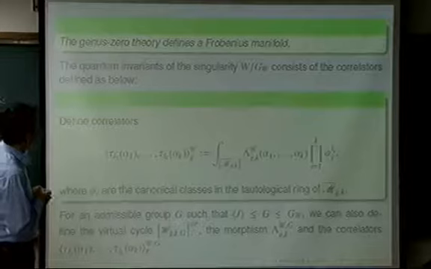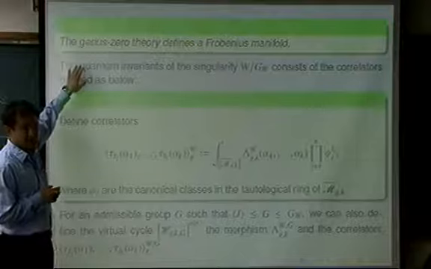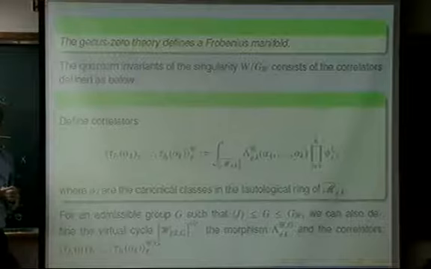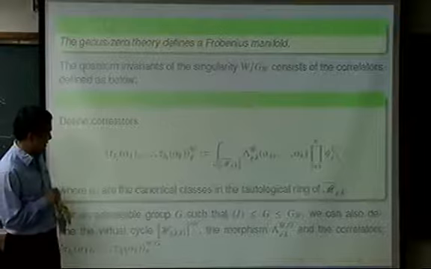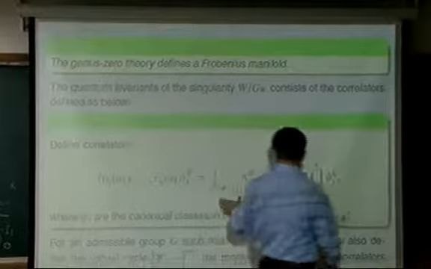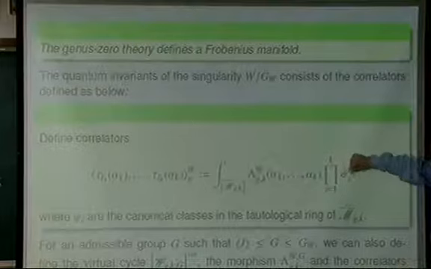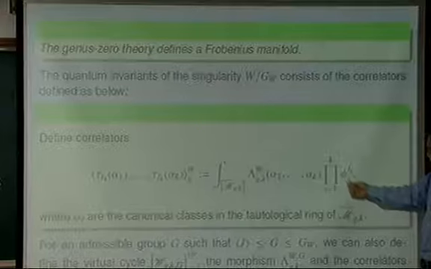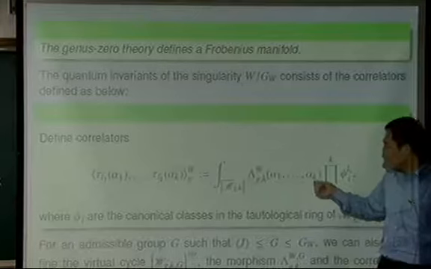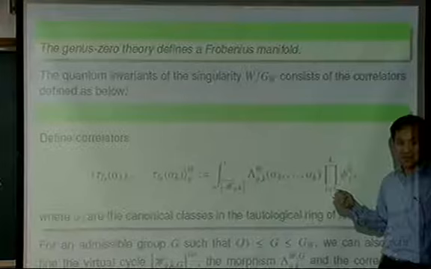For example, we can take the genus zero part out, and the genus zero part defines the Frobenius manifold. We can also define the correlators. The correlator is defined in this way: it is the integration on the moduli space of curves. Here psi_i is a psi class in the moduli space M-bar_{g,k}. Later, maybe if I have time, I will explain this a little more. And alpha_1 to alpha_k are actually elements in the state space, so they are differential forms. So this is the correlators.